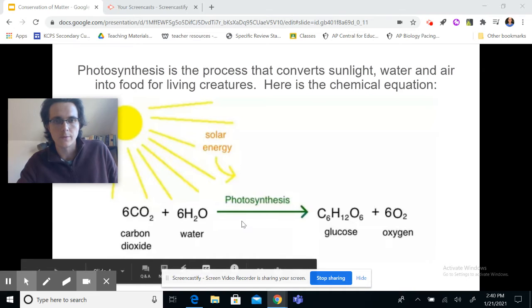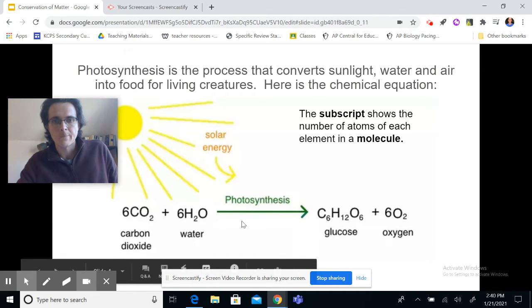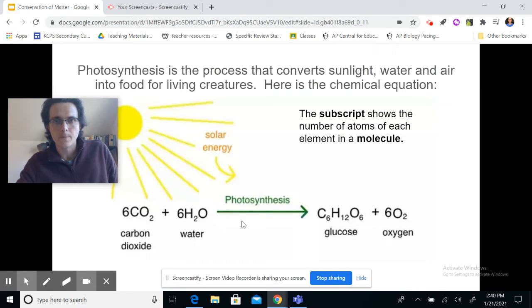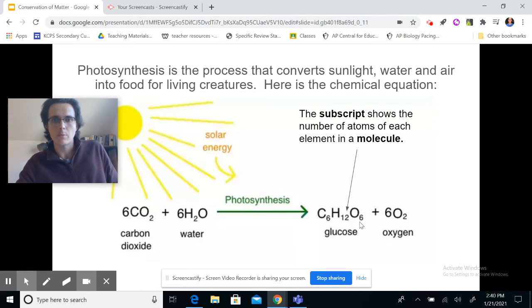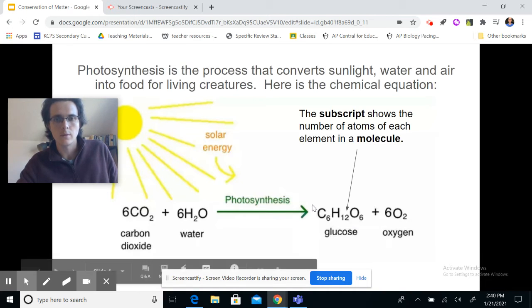So let's take a closer look at photosynthesis. The first thing you need to know is, what do these little numbers represent? They're called subscripts, and they represent the number of atoms of each element in a molecule. So there are 3 elements in glucose: carbon, hydrogen, and oxygen. And there are 6 carbons, 12 hydrogens, and 6 oxygens.